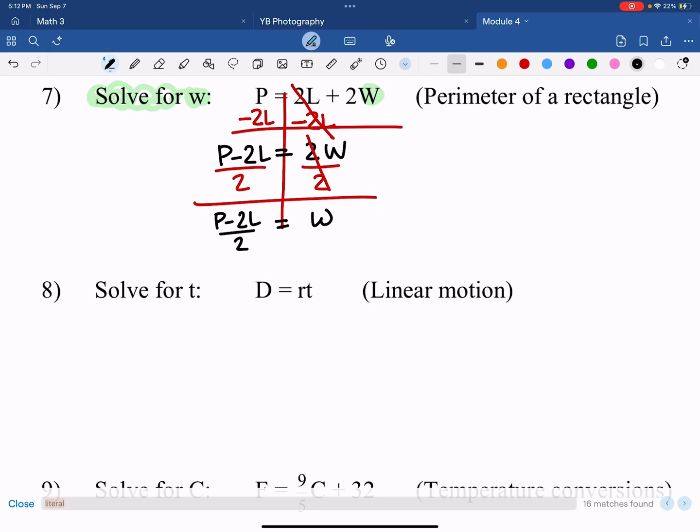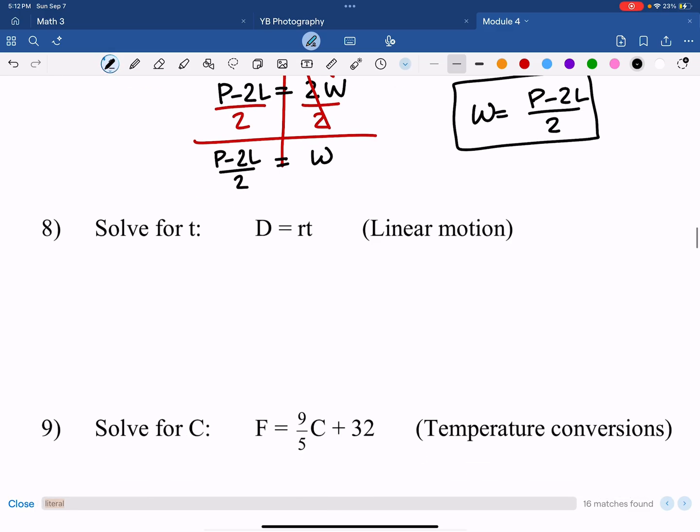I could simplify this further, but for the sake of today, we're going to keep this the way it is. We as a class will talk about simplification with literal equations tomorrow. Okay, next problem.